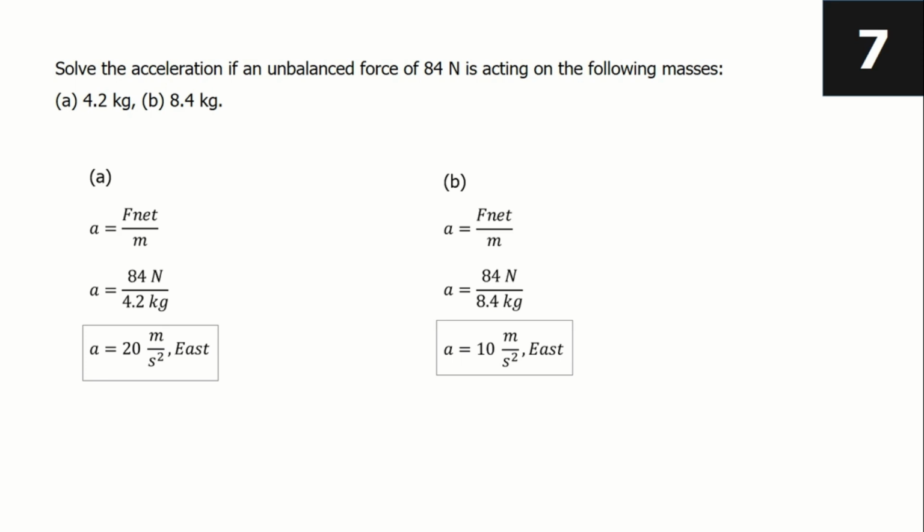Now this item is another way of showing the implications of the variables. If we have the same net force acting on two objects, but one of the objects is lighter and the other is heavier, the acceleration that will be experienced by the objects will be different. For the lighter object, the acceleration will be higher, but for the heavier object, the acceleration will be lesser.